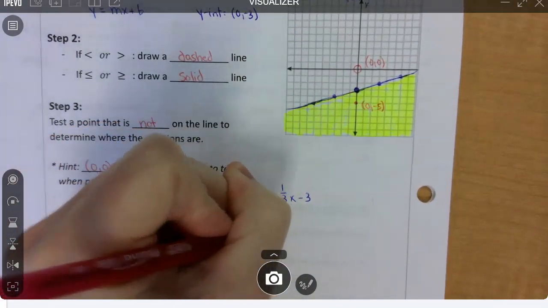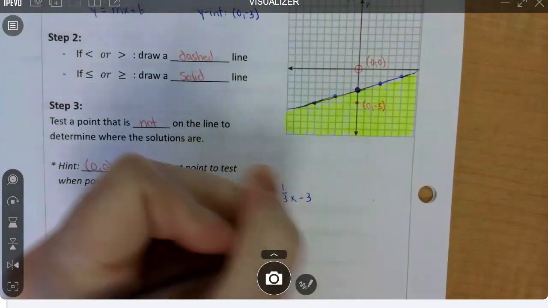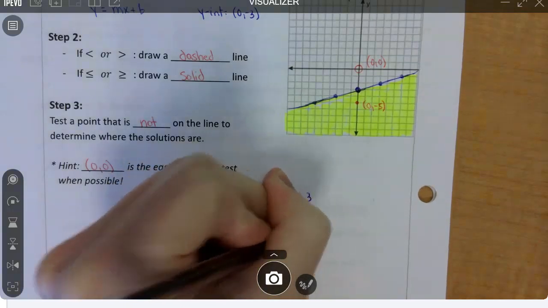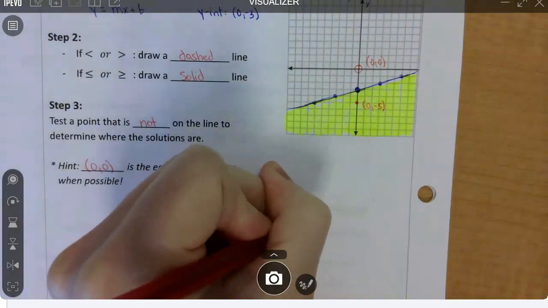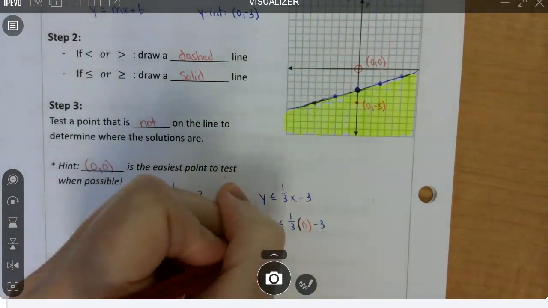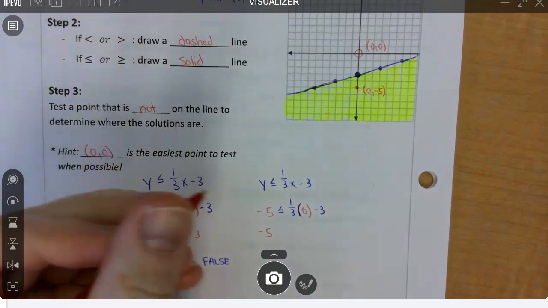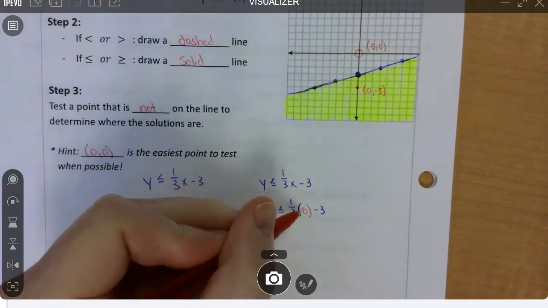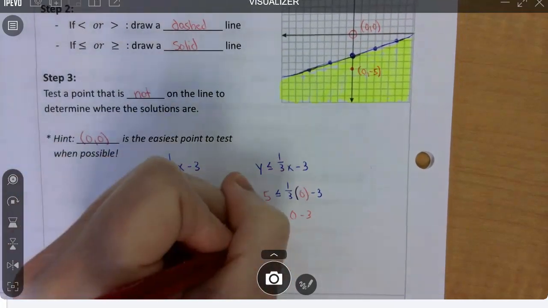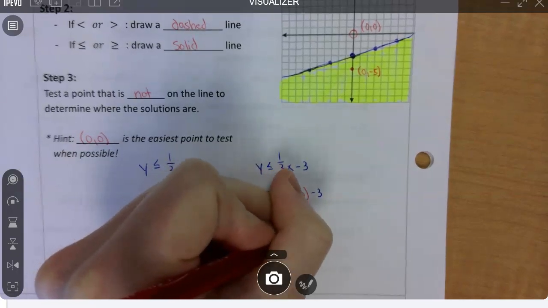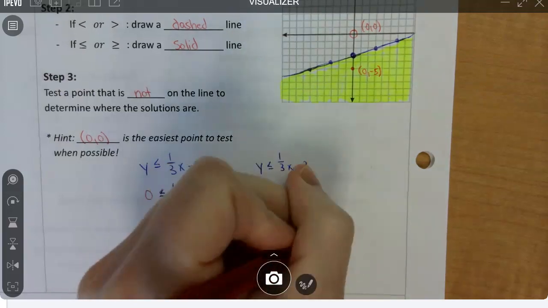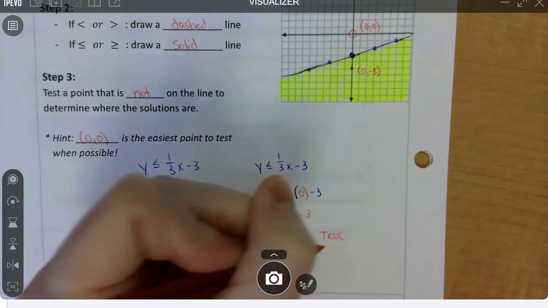So it's going to be -5 less than or equal to 1/3 times 0, 0 for the x, minus 3. I'm going to determine if this is true. Well, -5 on the left, less than or equal to 1/3 times 0 is 0. I have minus 3. And then I have -5 is less than or equal to -3. Is -5 less than or equal to -3? Absolutely it is. That's true.